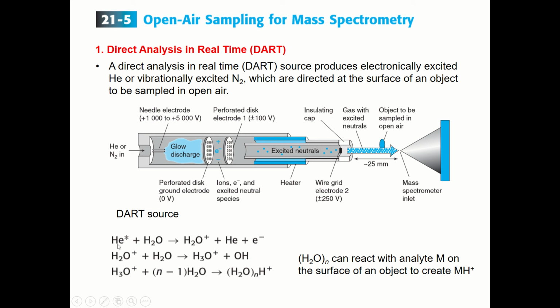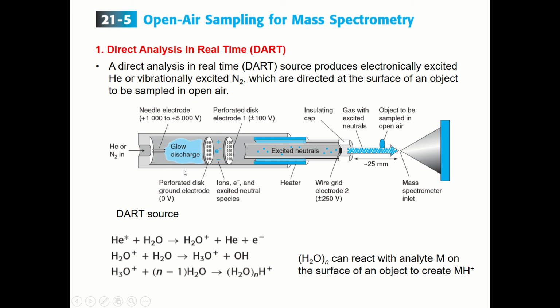Okay. For example, helium is excited, and then it reacts with water and takes one electron from water, and this water becomes a cation. It reacts with another water, and here is the hydrogen ion, and the hydrogen ion reacts with N water molecules and becomes this one, and it reacts with what? Your sample, right? And then this molecular ion, plus this hydrogen, now enters this mass spectrometer.